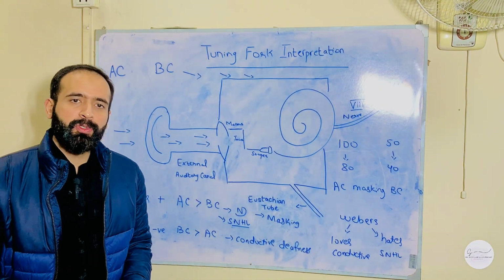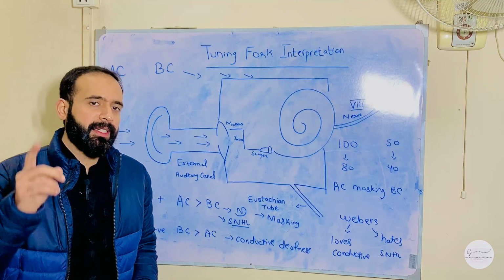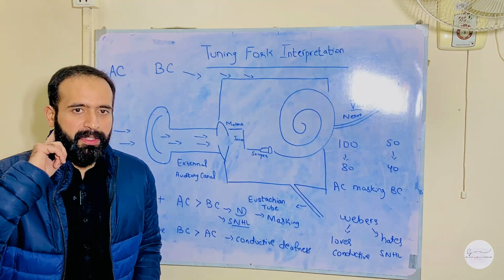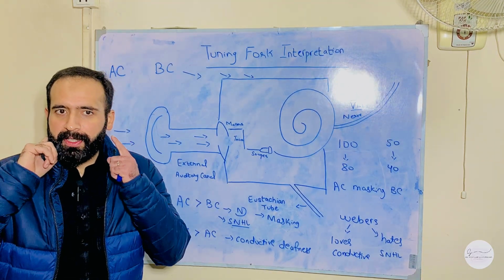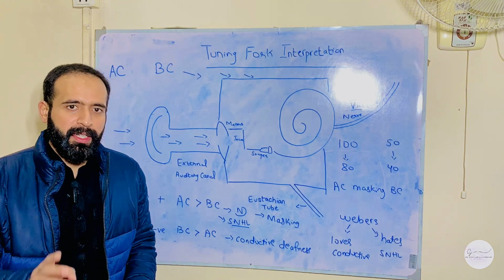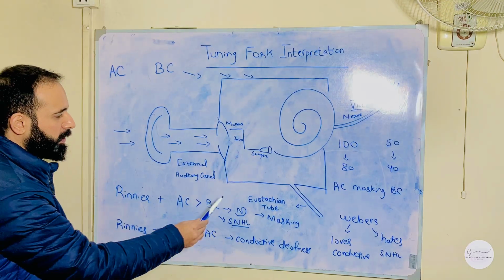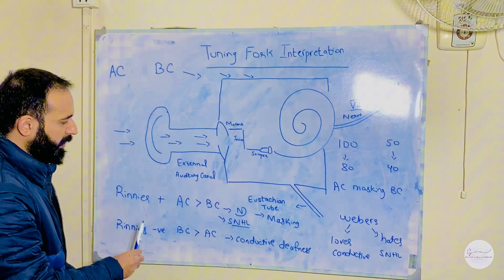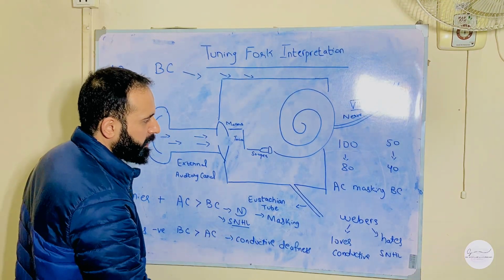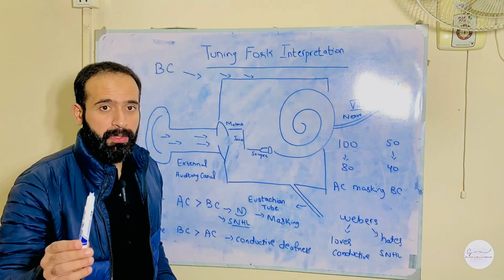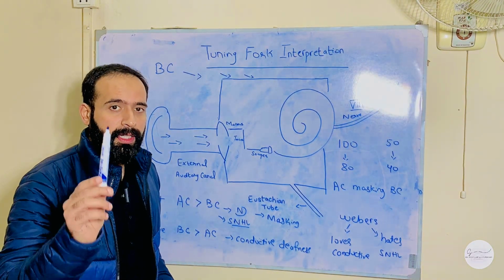So if Weber's is going to the right ear, this means that this ear has right conductive deafness, or the left ear has sensorineural deafness. So these are the three principles that we need to remember. Rinne's positive is either normal or sensorineural hearing loss. Rinne's negative is conductive deafness. And Weber's, it's going to love conductive and it is going to hate sensorineural.